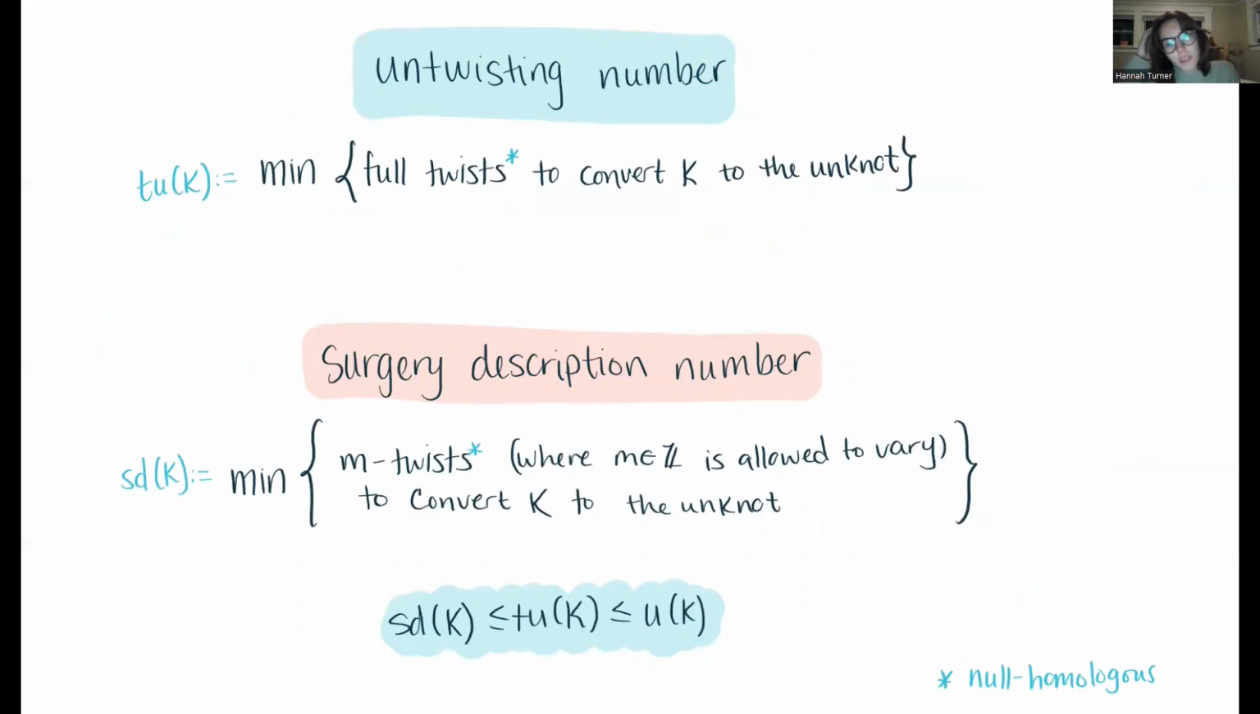Okay, so we have these moves. This allows us to define generalizations of unknotting numbers. So instead, we can ask for the minimum number of null homologous full twists to move from our knot to the unknot. And now with how we've defined these moves, we don't need to talk about diagrams. And so that's the untwisting number. The surgery description number, that's the minimum number of these more generalized twists. I do an M twist in a particular region and then possibly an N twist in another region. So I'm allowed to vary this number of twists in different regions. And as we said, these are each kind of stronger generalizations of the next. And so we get this natural inequality between all these invariants.